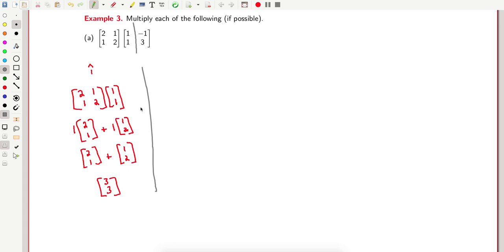Now let's see J hat. I think we said the answer should be 1, 5. So for J hat, we're going to multiply this 2, 1, 1, 2 matrix by negative 1, 3. So we're going to take this negative 1, multiply by that first column. Then we're going to add to it 3 times this second column.